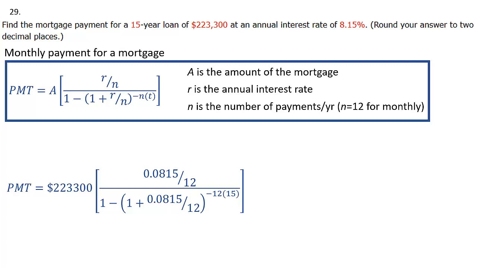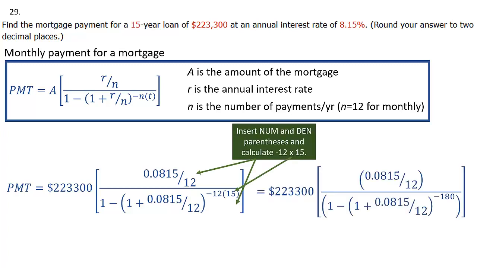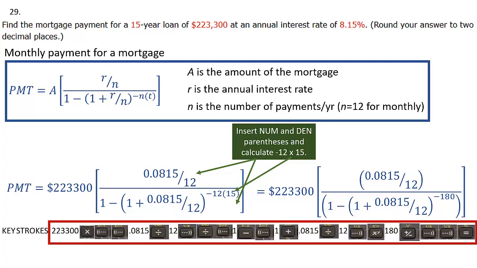You multiply out the 12 times the 15, and remember it's negative, and you want to put parentheses around the entire numerator and the entire denominator. Once you do those 2 things, the calculator is ready to be used. You can plug this directly into the calculator. I've done this in earlier problems in more detail, step by step, but I'm just going to put it here and assume that by now you've gotten these keystrokes down.